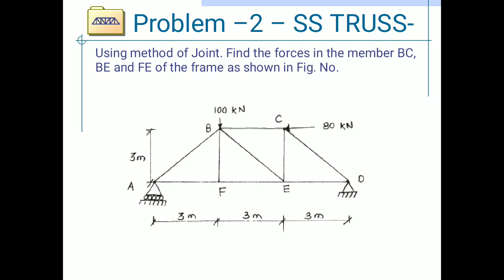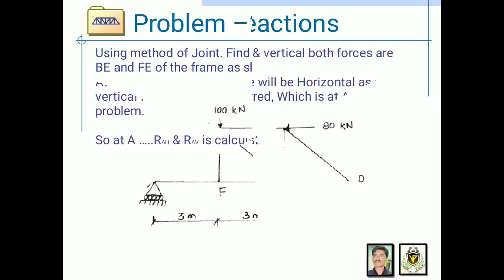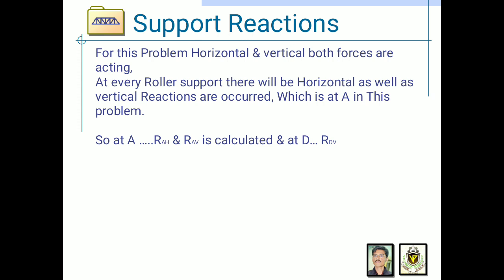The spans AF, FE and ED are all 3 meters, and the height of the truss is also 3 meters. To analyze the simply supported truss, we first calculate the support reactions at A and D. For this problem, both horizontal and vertical forces are acting, so at the support there will be both horizontal and vertical reactions. At A, two reactions, RAH and RAV, are calculated, and at D, RDV is calculated.